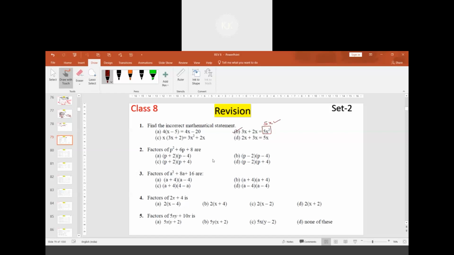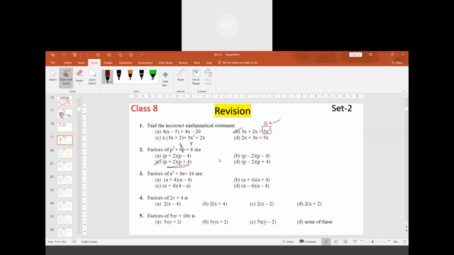Question 2. Factors of p square plus 6p plus 8. It is again splitting the middle term. This is the product, this is the sum. Here, the coefficient of p square is 1. So, to get the sum as 6 and the product as 8, we can consider 4 and 2. Both are positive, so it will be p plus 4 into p plus 2. Option C is having both the terms positive, p plus 2 and p plus 4.